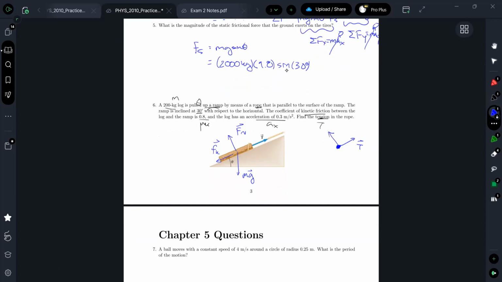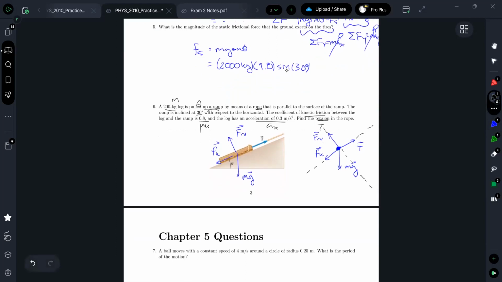I have tension, normal force, kinetic friction, weight, and I need X and Y axes. Friction and tension are along the same axis because they're along the ramp, even though my free body diagram is not really making that clear. And then normal force is perpendicular to the ramp. So if I draw my axes like that, I'm going to get 3 out of my 4 forces on an axis.